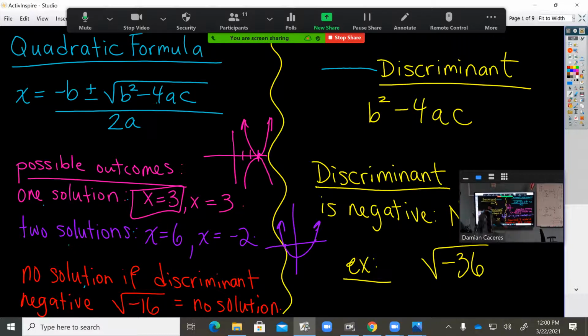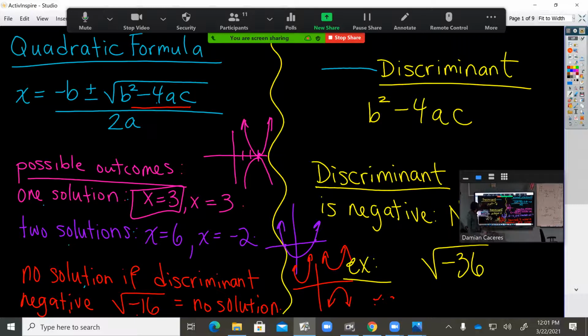Now, last one in red. If the discriminant is negative, which means whatever you do in here, if you end up with a negative like this, the calculator tells you error. That's a hint. When your calculator tells you error, it's no solution. Now, what does that look like in terms of a graph? That just means that the u has to be down here, never touching the x-axis, or up here, or down there. The point is it never crosses the x-axis. That's why there are no solutions.